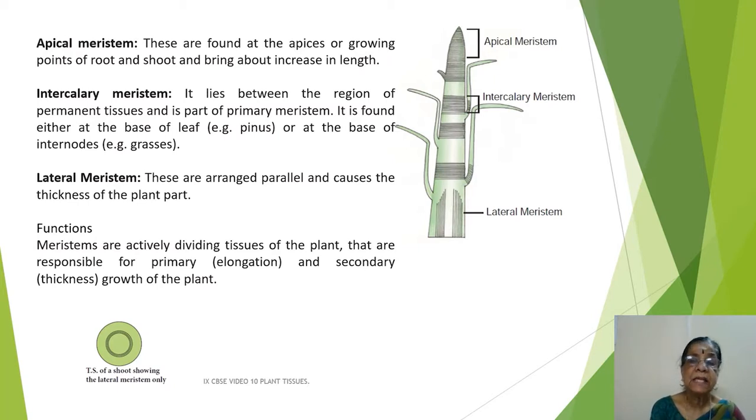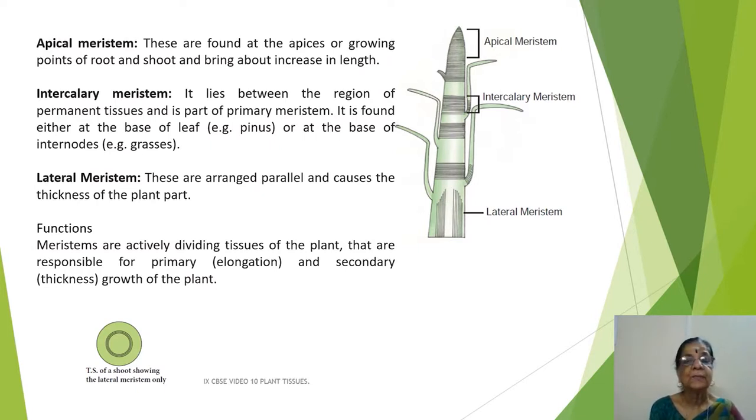Whereas lateral meristems are arranged parallel and cause the thickness of the plant parts. Otherwise, we say the girth, the thicker girth of the stem, right? So we say they are arranged parallel and cause girth of the stem. I hope you understand. This is lateral meristem.